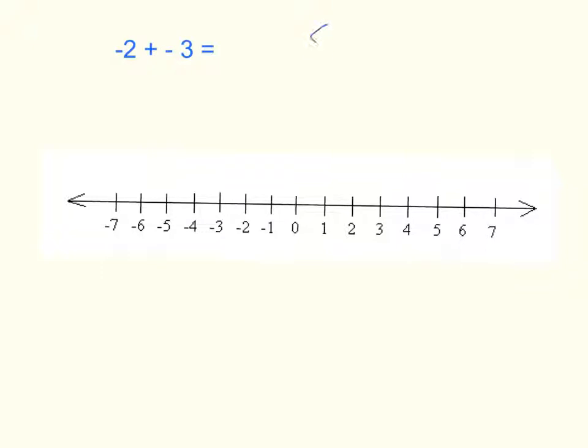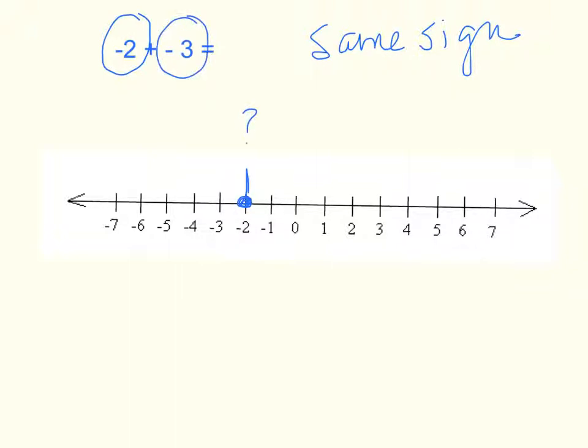These two integers have the same sign. Again, our first step when we add integers on the number line is to take the first addend and plot it on our number line. So that's -2. Then we have to think, which way am I going on the number line? Well, -3 would mean I'm moving to the left on the number line by 3 units. 1, 2, 3. So my answer is -5. -2 plus -3 equals -5.